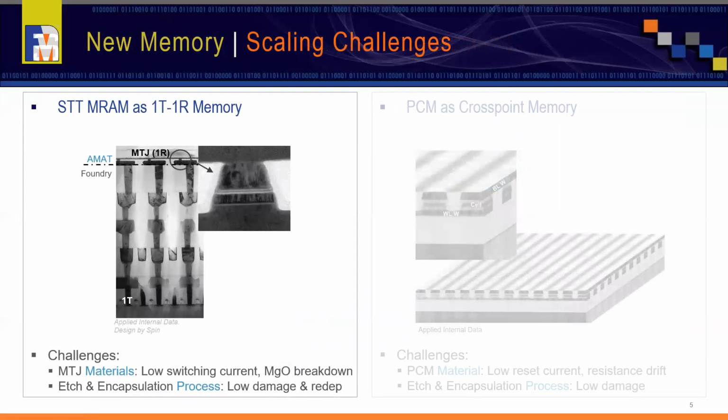Now I'll jump into the fabrication part and scaling challenges for MRAM. MRAM cell is typically one transistor and one resistor. That's 1T1R. So you can use standard transistor from foundries and build up to M4 and M5 level, at which point the MTJ or the R part comes in, and that's what we fabricated at Applied Fab. In particular, looking at the materials and processes to reduce switching current and improve MgO dielectric breakdown, and also to look at the impact of the etch and encapsulation process that gives low damage and redeposition.